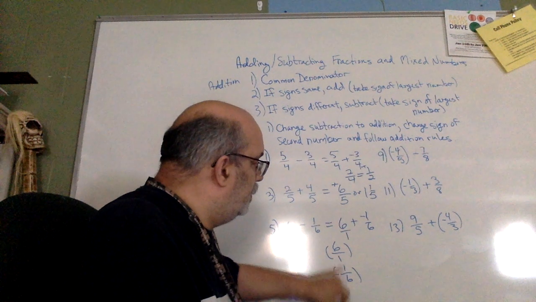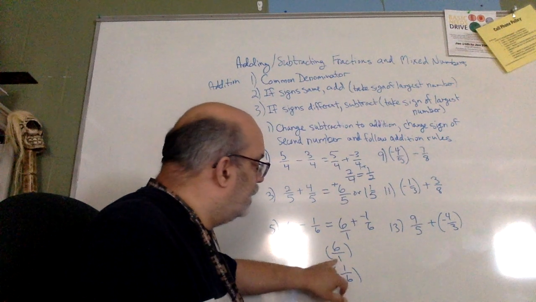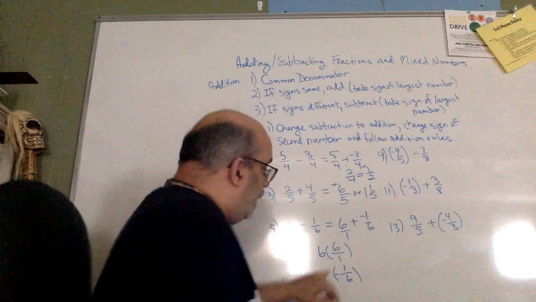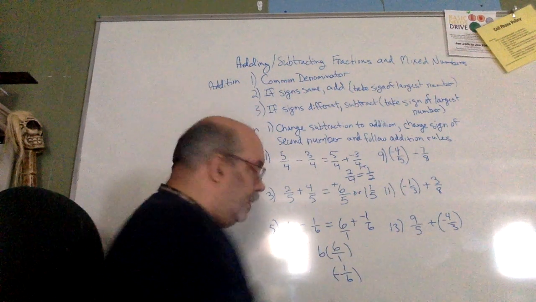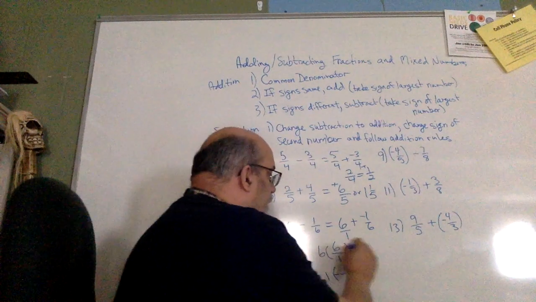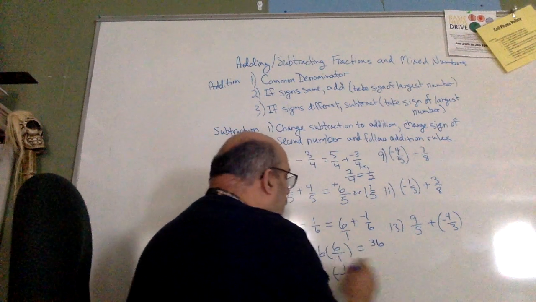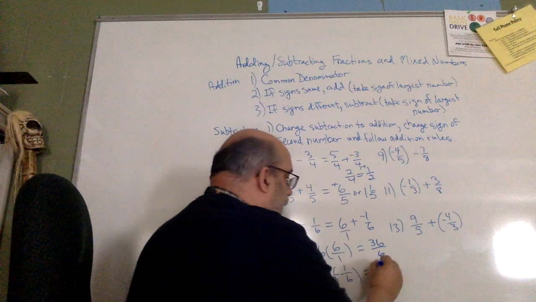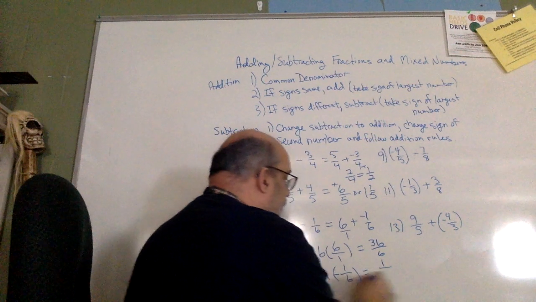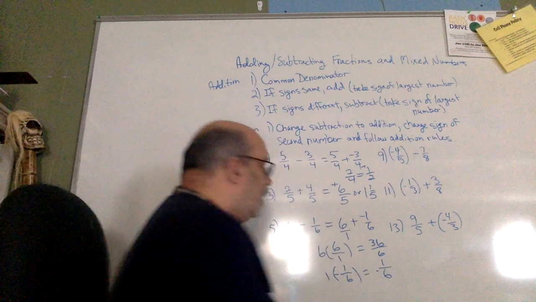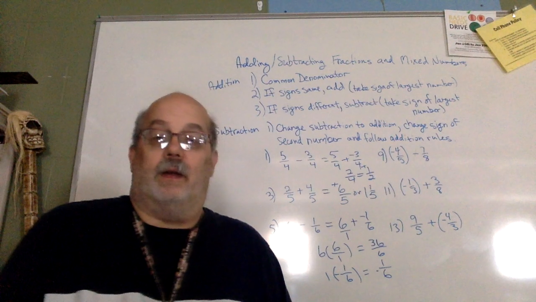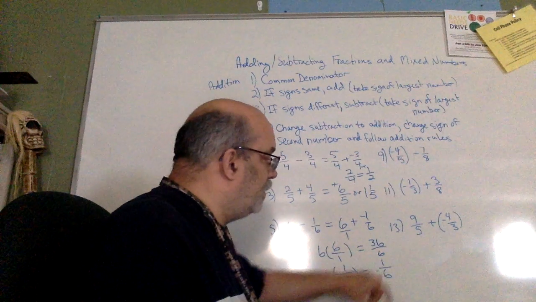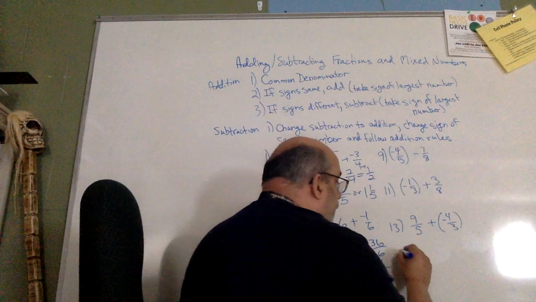So the 1 gets multiplied by the 6 that's on the bottom fraction. And the bottom fraction gets multiplied by the 1. So 6 times 6 is 36 over 6. And the 1 times 1 is 1 over 1 times 6, which is 6. They are different, so we're going to subtract them. 36, take away 1 is 35 over 6.